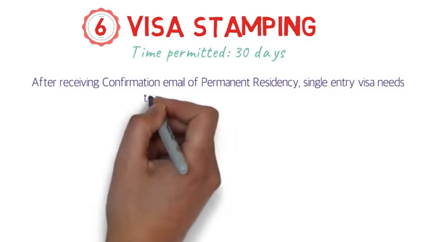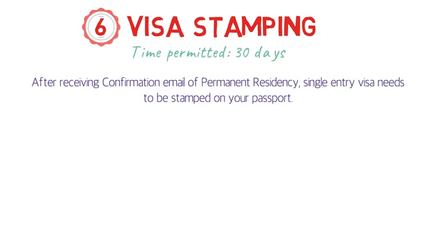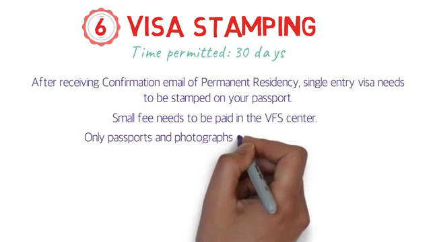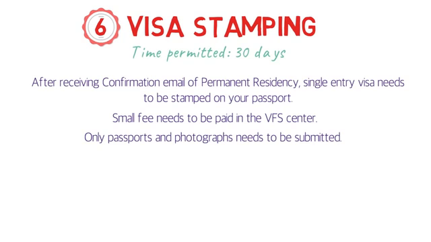Now the step 6, visa stamping, which is the very last step. After you get the email from IRCC that your PR has been confirmed, you're given 30 days. In these 30 days, you have to go to the VFS office and submit a few documents. After receiving that email of confirmation of PR, a single entry visa needs to be stamped on your passport. A small fee needs to be paid in the VFS center. Only passport and photographs need to be submitted, but you need to carry the printout of that email which you get from IRCC.